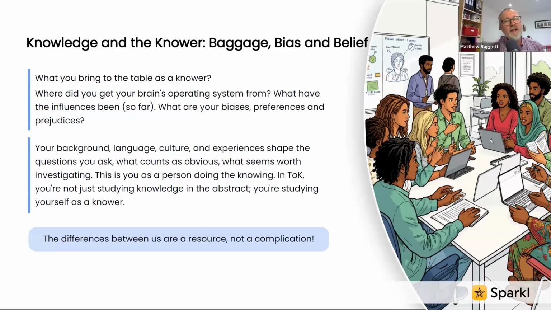And I want you to start thinking as TOK students or as teachers working with TOK students, where your brain's operating system comes from. So this is the default way that you look at and view the world. What influences have you had? Do you understand that the things you like and don't like are just your preferences, but they are your biases as well?